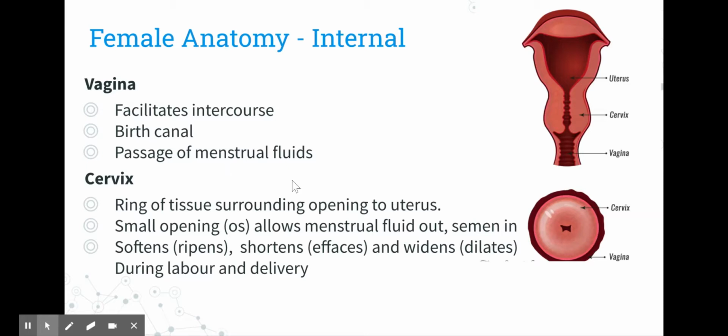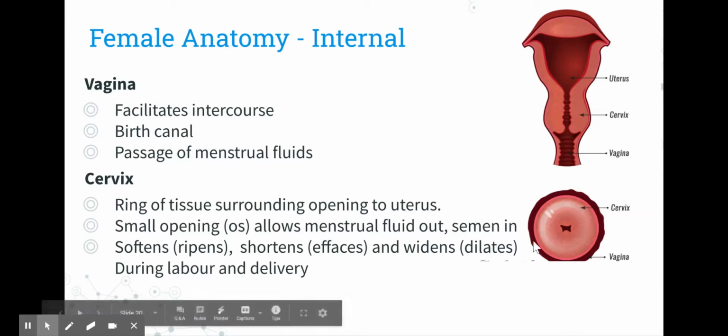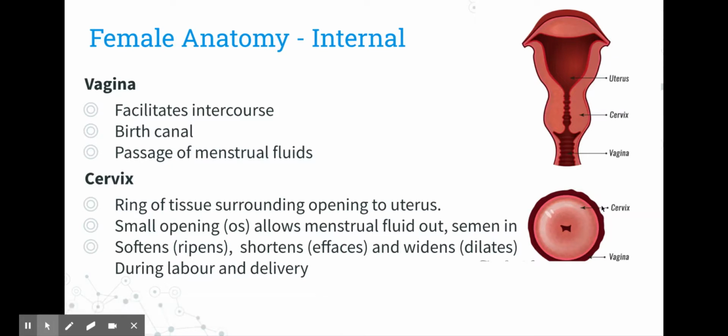And now all of that is controlled by the gatekeeper. This is the cervix. And the cervix is similar to the sphincters we've seen around other parts of the body. It is a ring of tissue that surrounds the opening to the uterus. Typically, it is a very small opening. The opening itself is called the os, and it allows menstrual fluid out and semen in. That opening is typically a millimeter or smaller. It's a very narrow opening just to allow the menstrual fluid out and semen in.